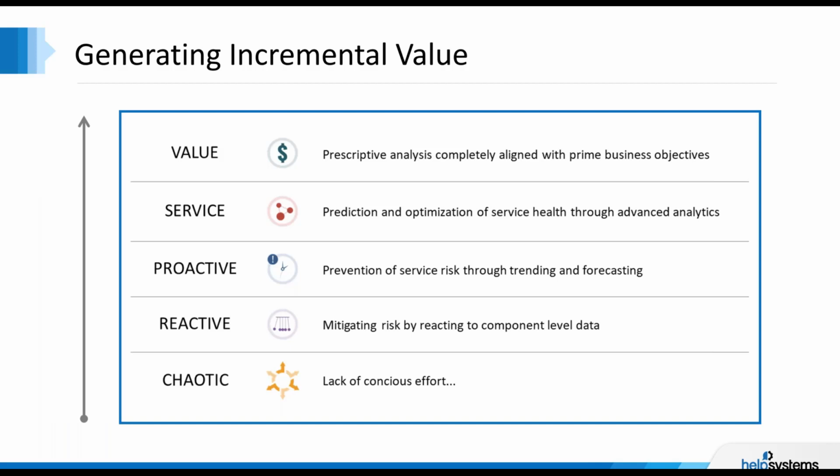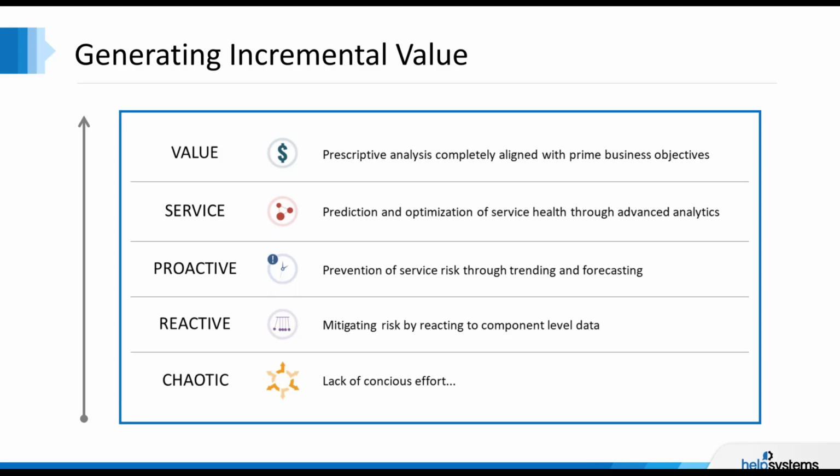Just for completeness, these are the different levels and what we mean by them. I'm not going to get into details here, but ranging from chaotic, where you don't really have a conscious effort at all regarding capacity planning and capacity management, over to reactive, where you try to perfect your ability to react to events, and then eventually you're going to turn that into something that is a bit more proactive, where you can hopefully prevent some of those things from happening altogether.